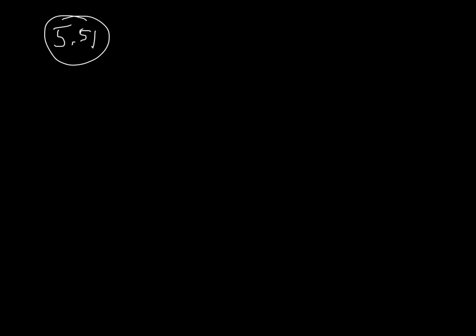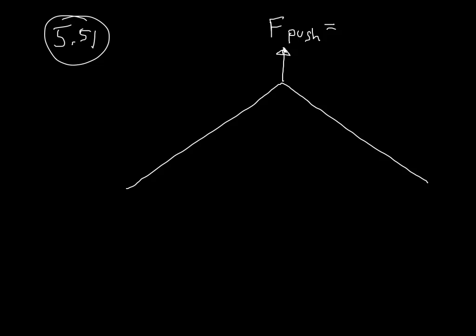So we have a picture that looks kind of like this. We have two ropes. We have this guy that's pushing in the middle of the ropes, right? He's applying a force upwards, the force of that push. How big is that push? 900 newtons.